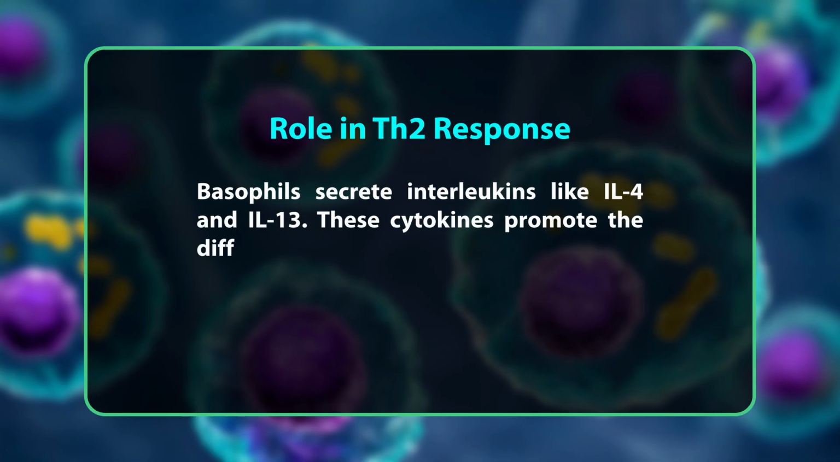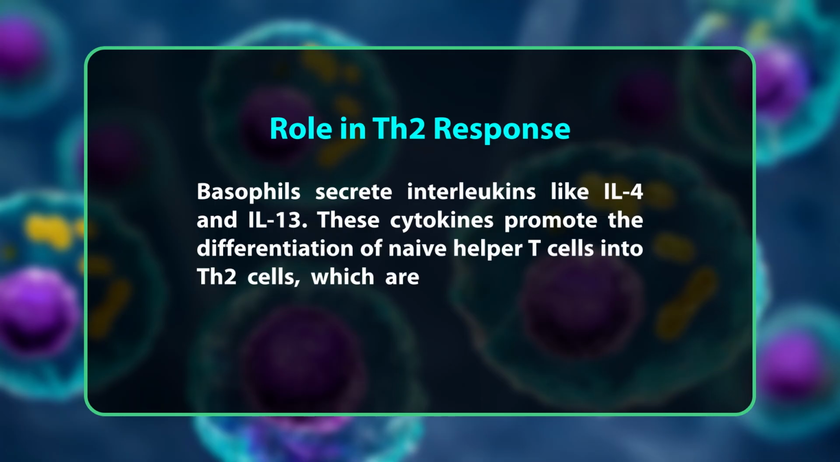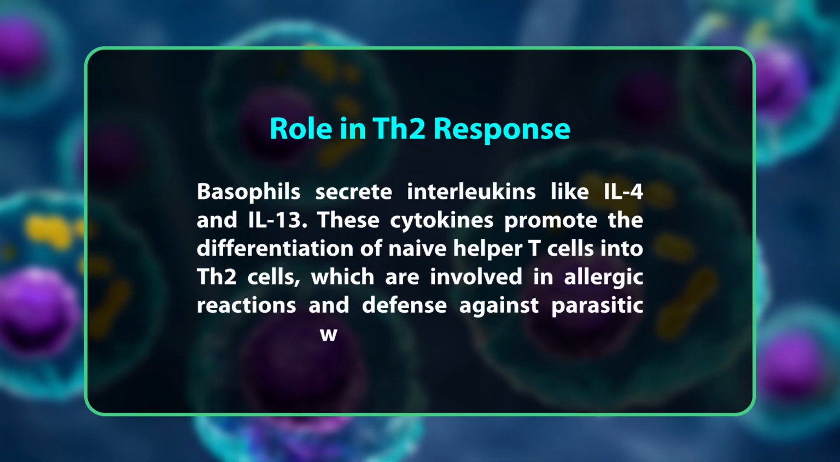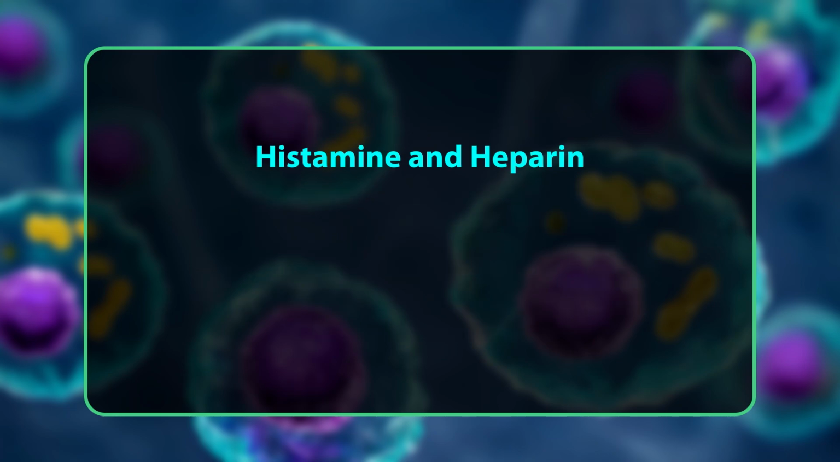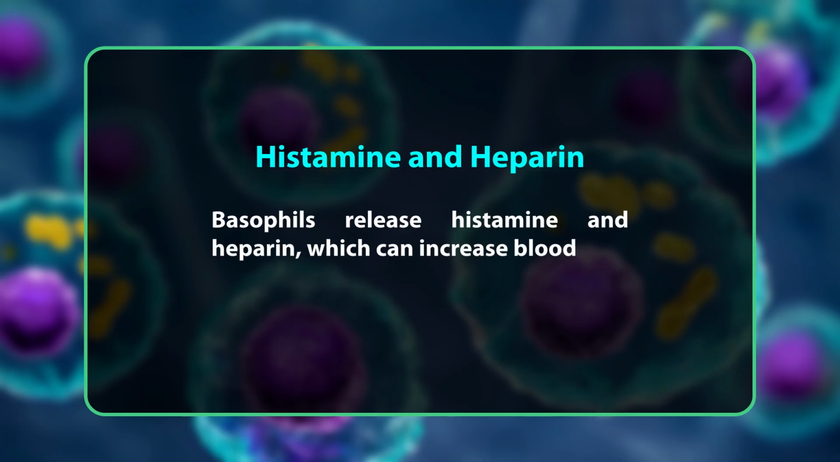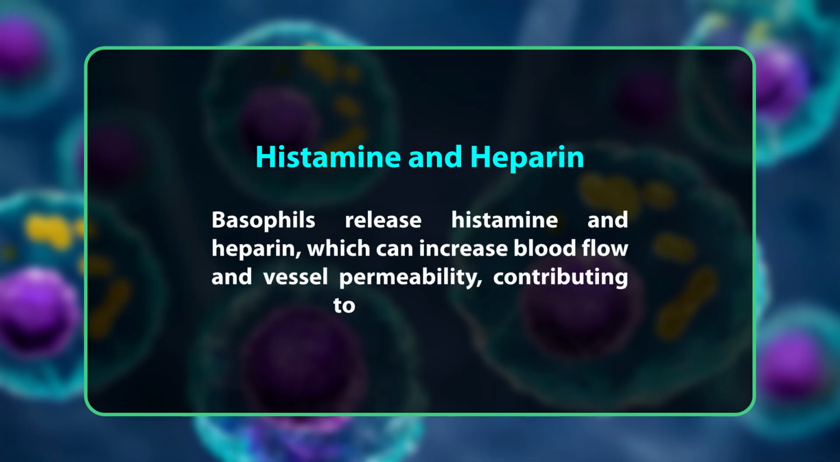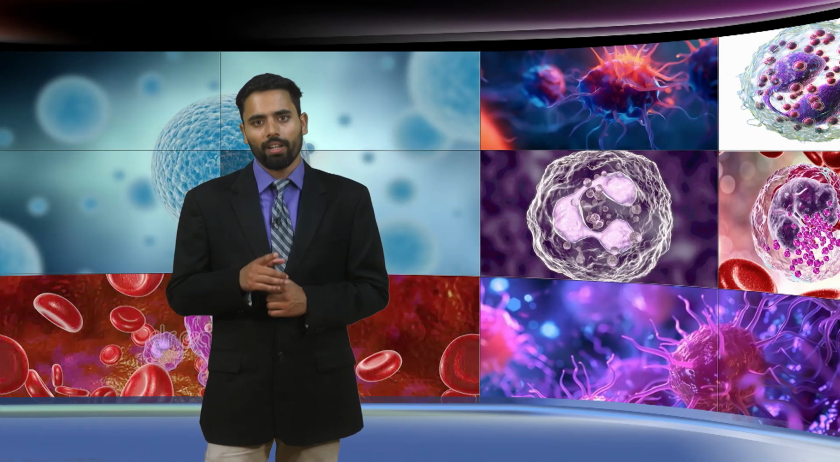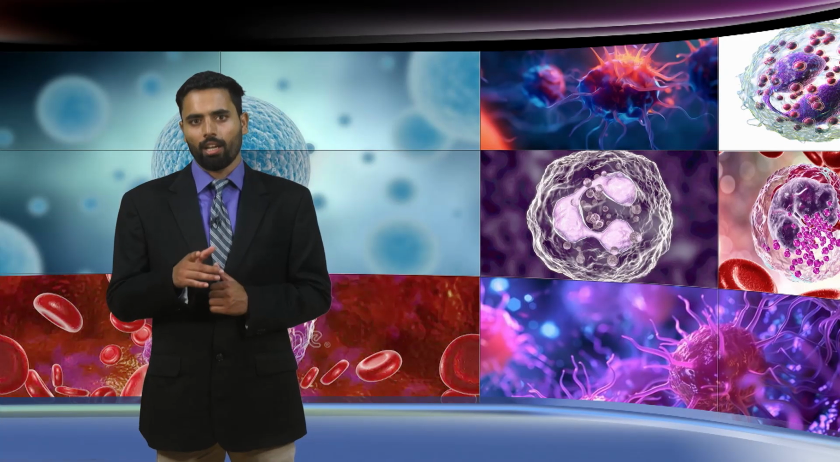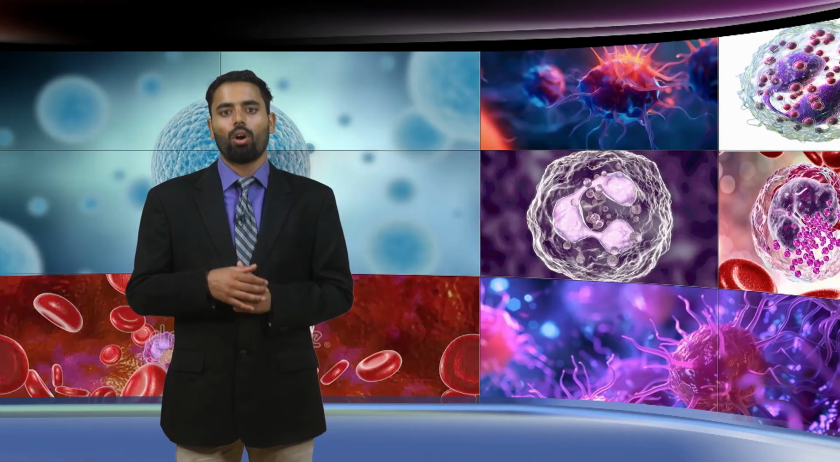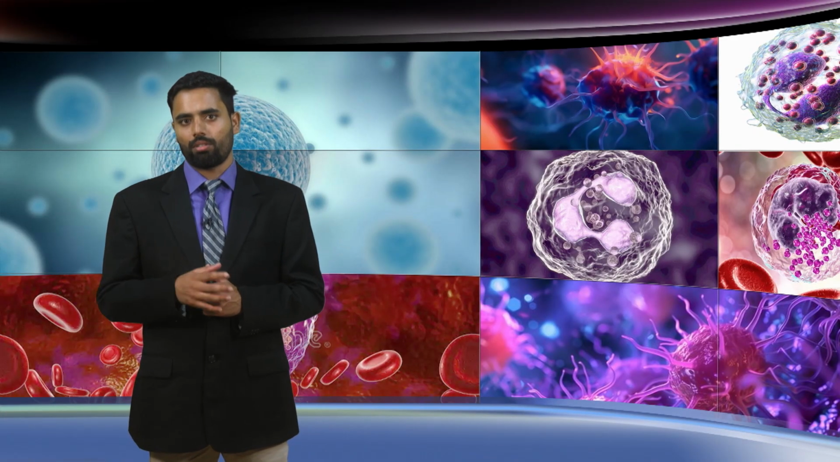These cytokines promote the differentiation of naive helper T cells into T helper type 2 cells, which are involved in allergic reactions and defense against parasitic worms, helminths. Histamines and heparin. Basophils release histamines and heparins, which can increase blood flow and vessel permeability, contributing to inflammation. The release of heparin prevents blood from clotting in an area where an invading organism or allergen has caused damage.